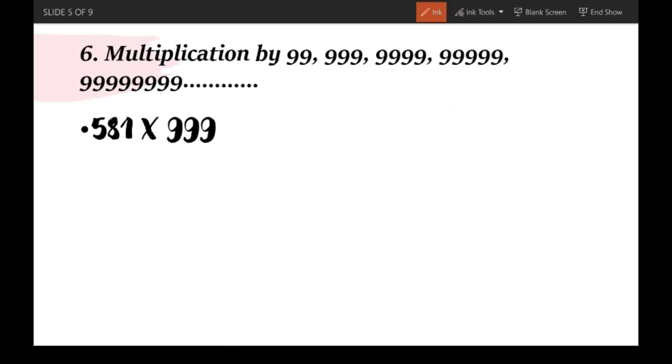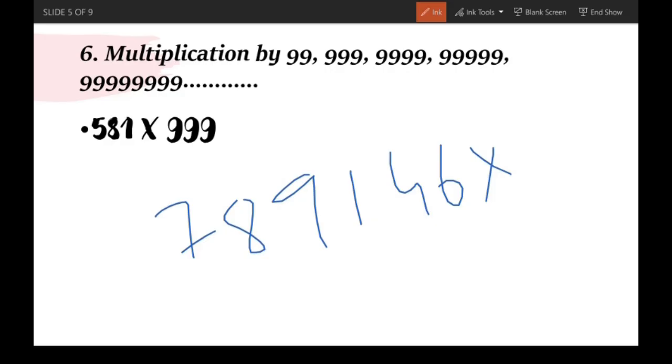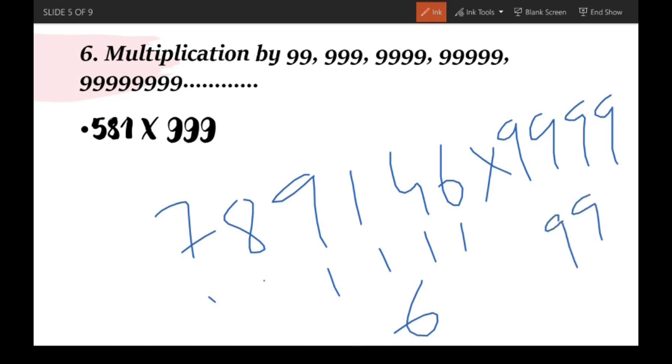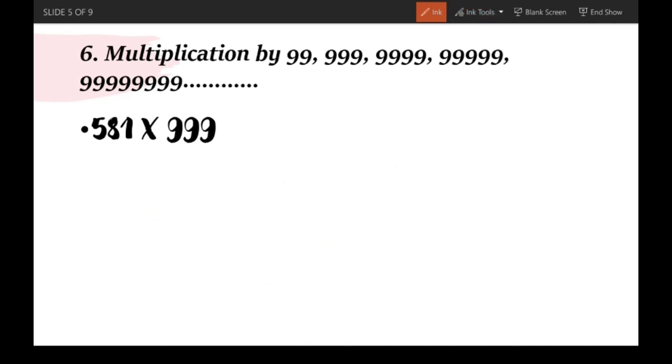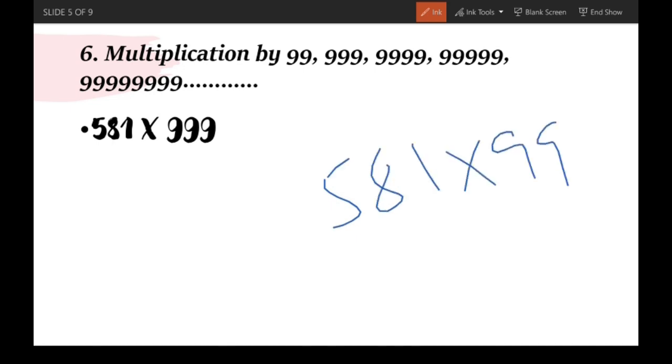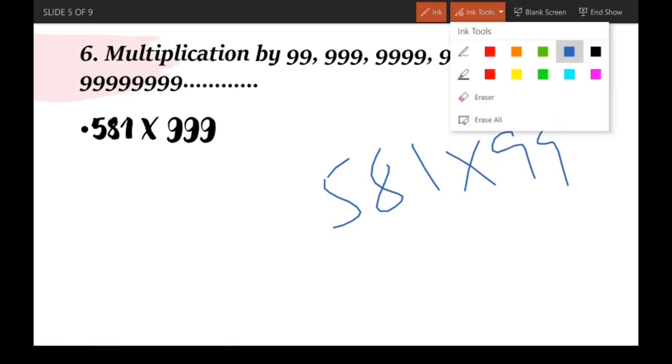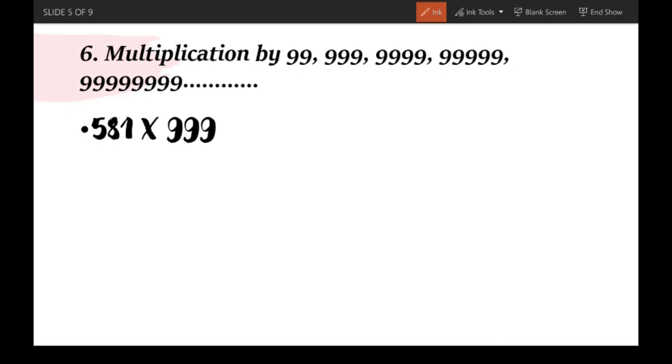We can take another example: 789146 into, see here how many digits we have, 1 2 3 4 5 6. So here we have 6 digits, and here also we should have 6 nines. Then only this trick applies. In the next video lecture we'll discuss what if we don't have the same number of nines. For now we'll see what if we have the same number of digits on both sides.